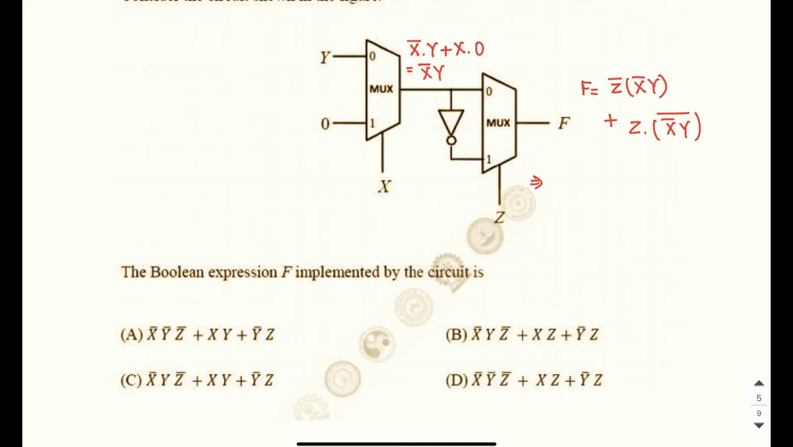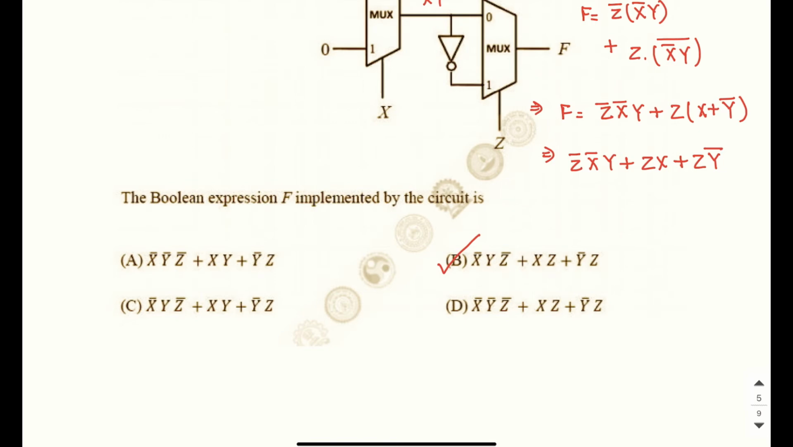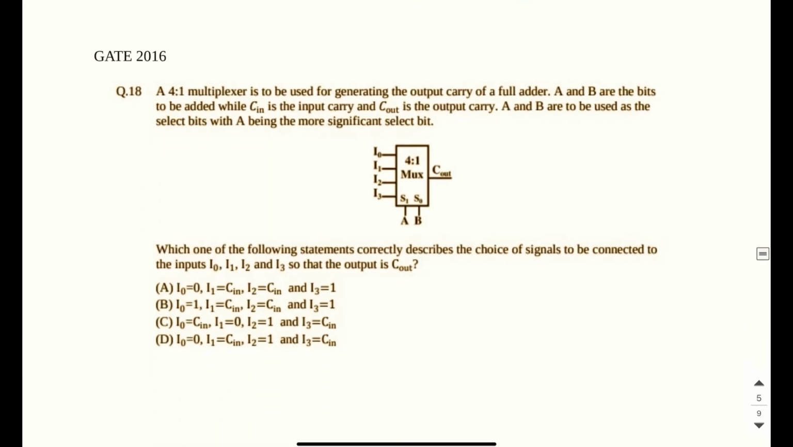So now we just need to expand this. F is equal to Z bar X bar Y plus Z with X plus Y bar. So we open it using De Morgan's law. We have Z bar X bar Y plus ZX plus ZY bar. So hence the answer to this question is B. Let's move to the next question.